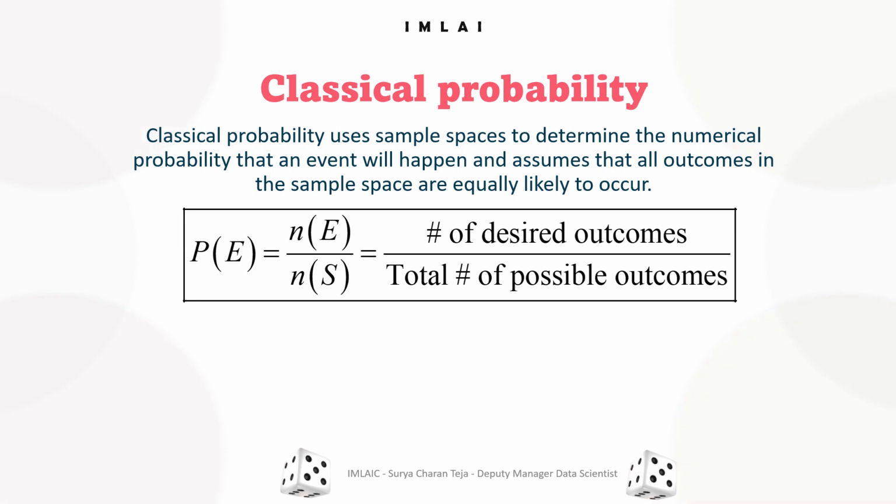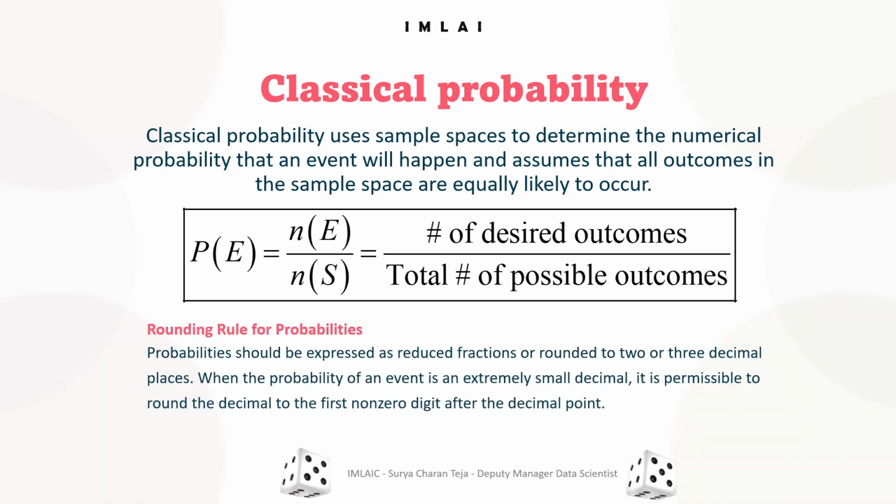Classical probability uses sample spaces to determine the numerical probability that an event will happen, and assumes that all outcomes in the sample space are equally likely to occur. Very important. So as per classical probability, the probability of an event occurring equals the number of desired outcomes divided by the total number of possible outcomes, that is, the sample space size. That's what classical probability is.